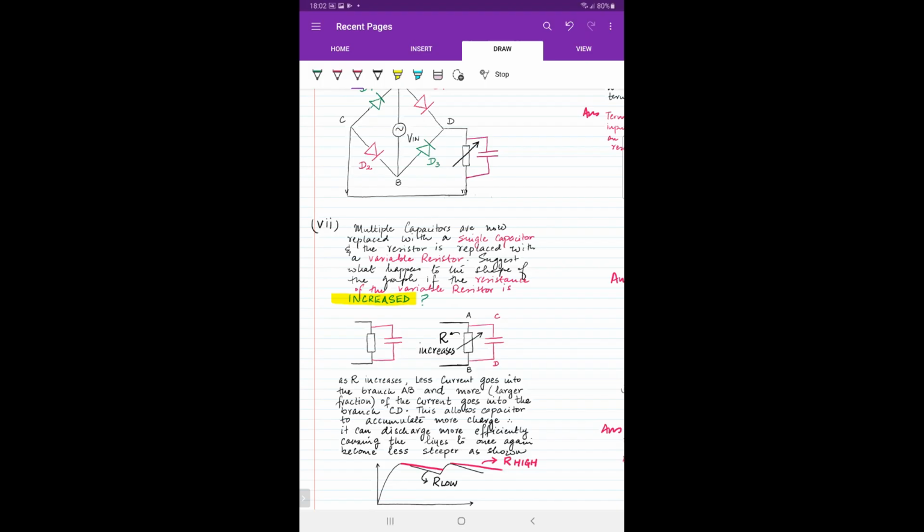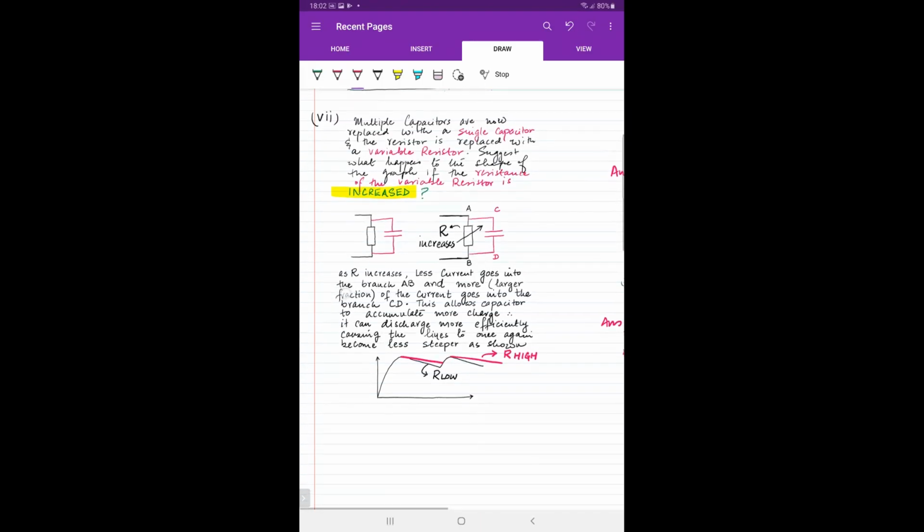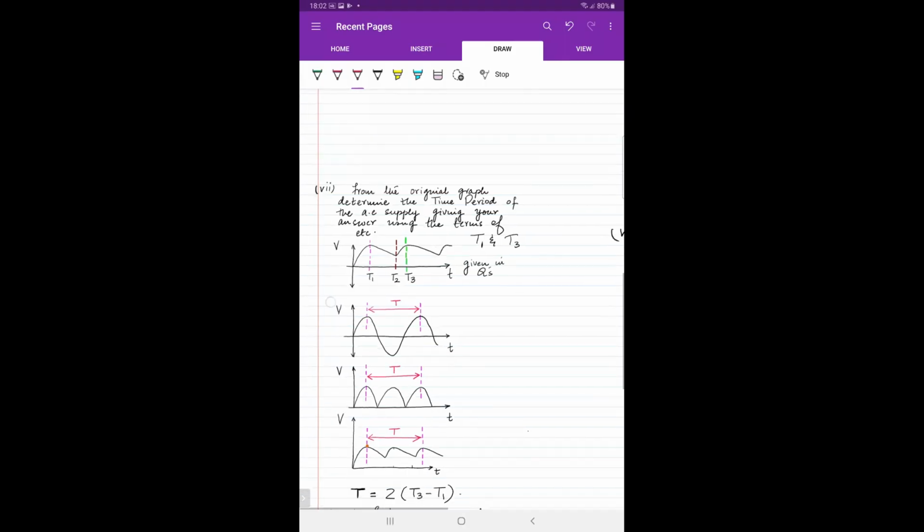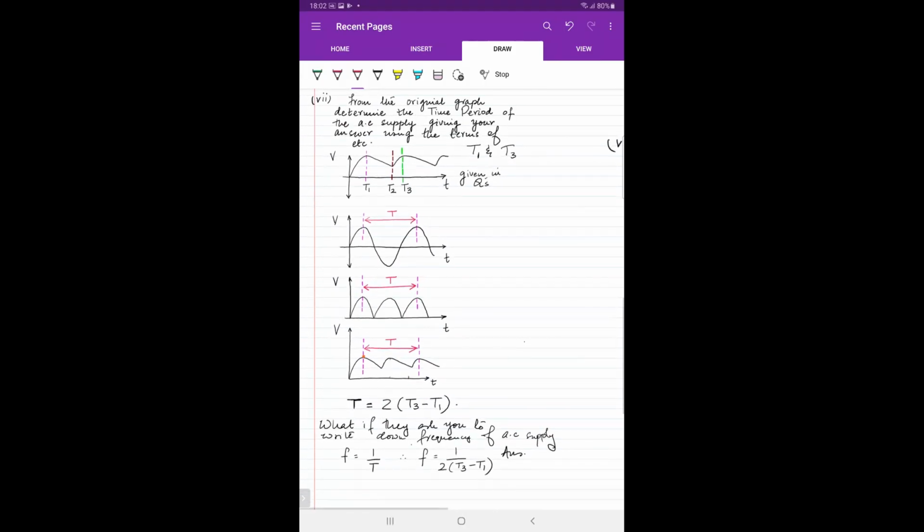What about the part where multiple capacitors are becoming single? Oh, that's the continuation of the question. The statement just says that the multiple capacitors are now replaced with a single capacitor, and the question further continues along the same line. And this time the resistor is replaced with a variable resistor. Okay, so those are not two individual parts, rather the continuation. One final part. So this will be 8. Let me just change the number to 8.